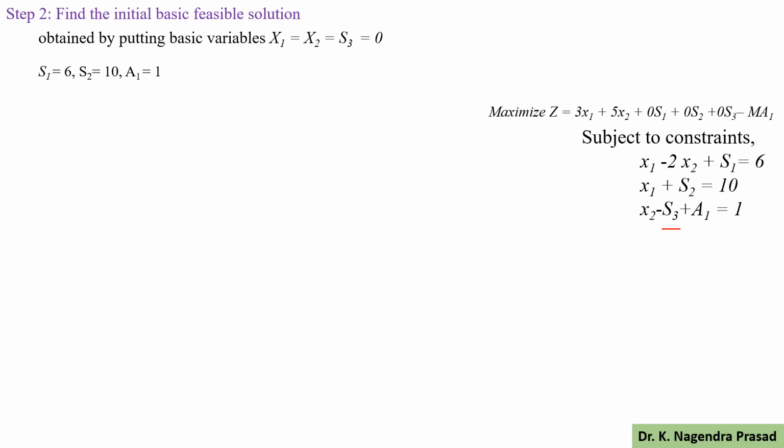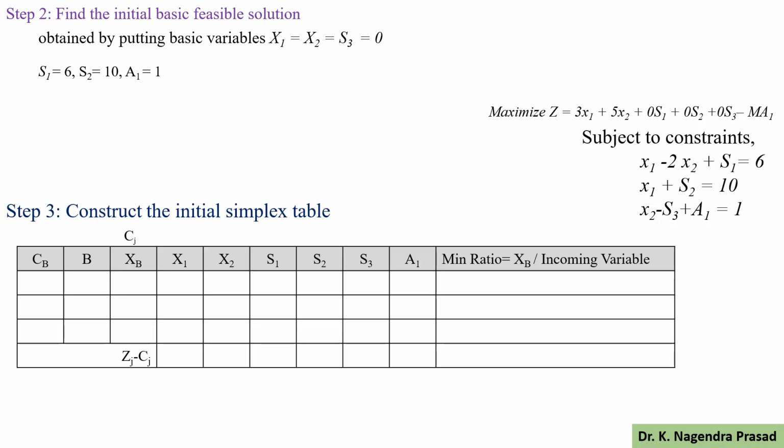So the next step is to construct the initial simplex table. So this is our initial simplex table. Here B is the basis variables. Our initial basic feasible solution is s1 equal to 6, s2 equal to 10 and a1 equal to 1. So s1, s2, a1 are the basis variables, and I write down s1, s2, a1 in the column B.